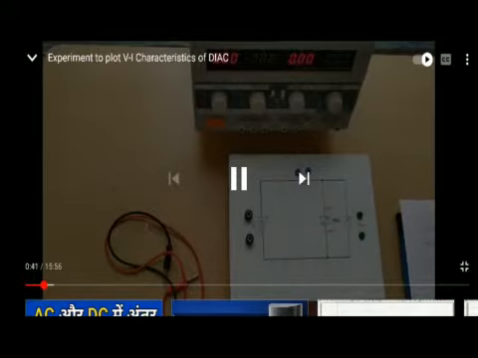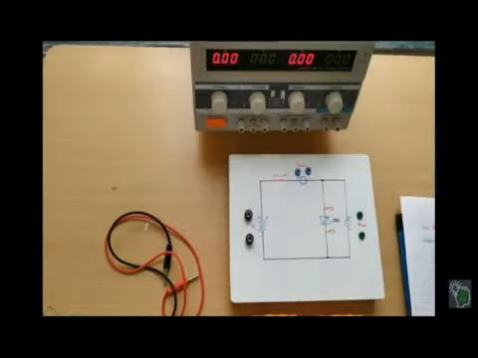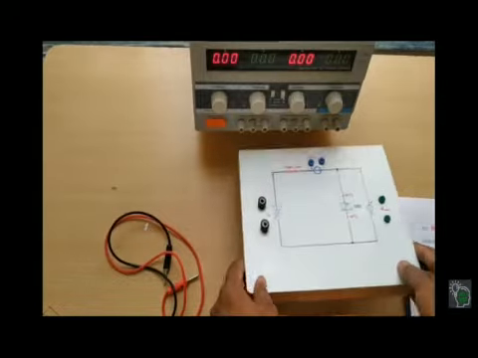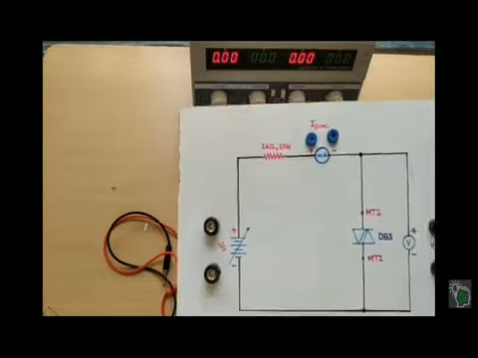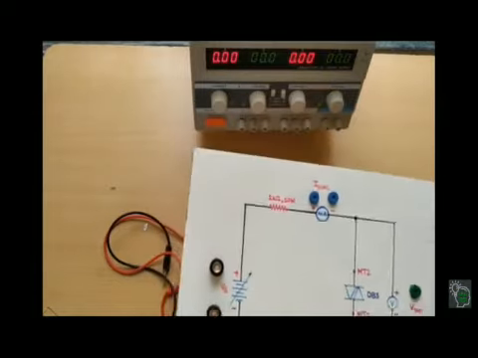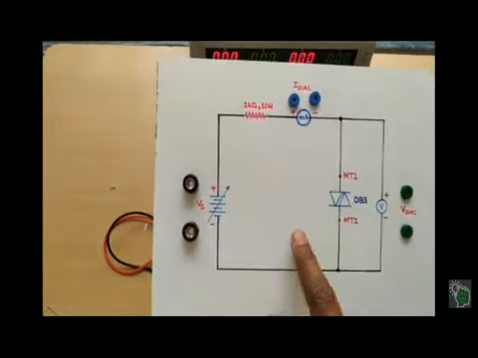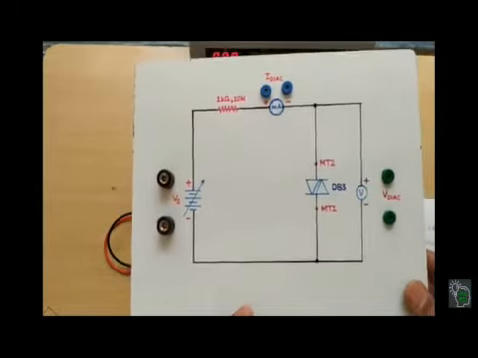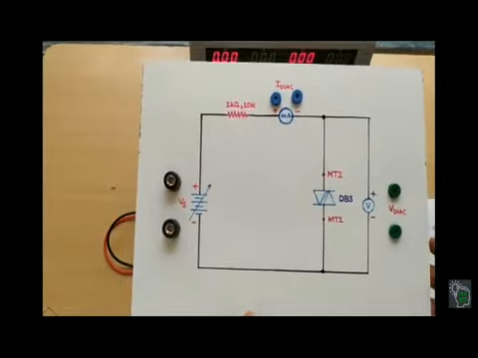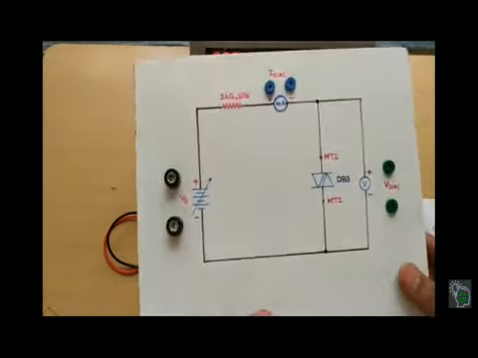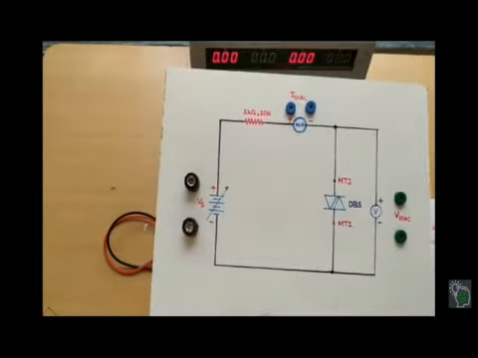Today we are performing the DIAC characteristics. DIAC is a bidirectional device which has two terminals, MT1 and MT2. This is the kit for VI characteristics of the DIAC. It has two terminals, MT1 and MT2. DB3 DIAC we are using here.